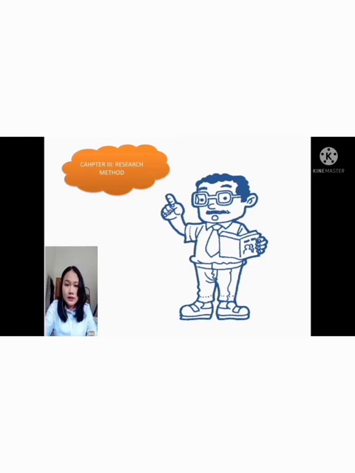Chapter 3 is research method. Research method in a thesis is the part that explains the research methods and the components related to the research method used. The components in question consist of research method, research design, research procedure, data collection technique, and data analysis technique.